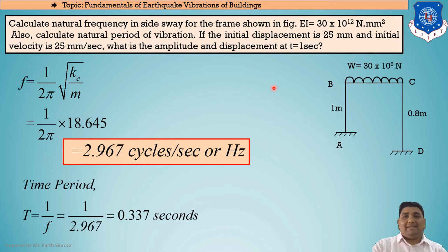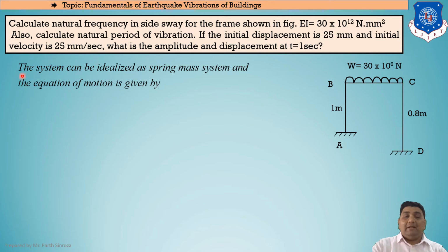Now we'll be focusing on our second part, and for second part it is asked that we need to find the amplitude and displacement. For that the system is idealized as a spring mass model, and the equation for that is given by this. We already derived this equation in the derivation portion for free undamped motion. Clear? So this was our final displacement equation for free undamped motion. We will be using that equation, that is x, our total displacement, equal to x0, our initial displacement, cos omega t plus x0 dot upon omega, where x0 dot is our initial velocity, sin omega t, and omega is our angular frequency.